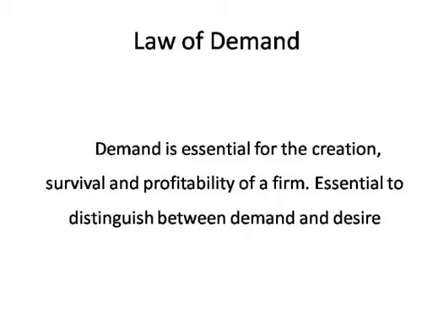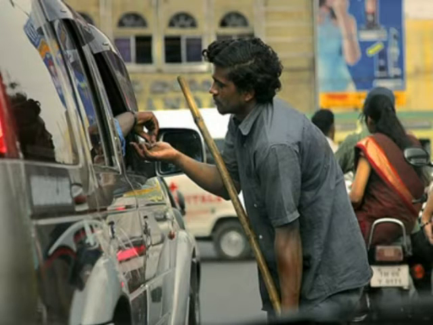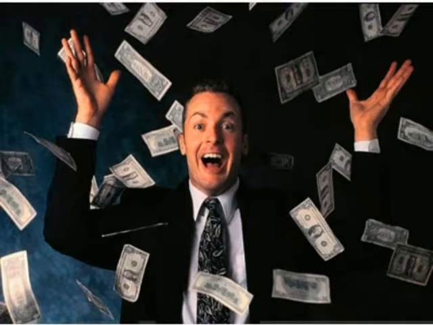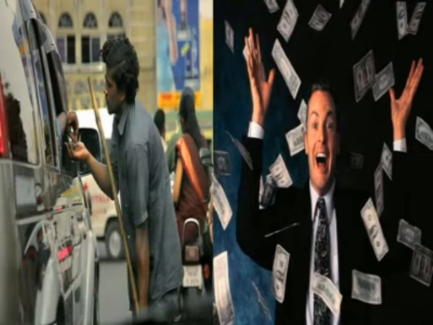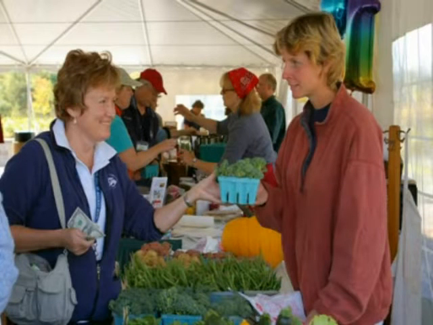For example, a beggar's demand for a car is only a desire and does not constitute a demand. A rich man may possess enough money but may not be willing to spend it. Therefore, demand is not merely a wish or desire but an effective demand. So, demand means the ability to pay and the willingness to buy.